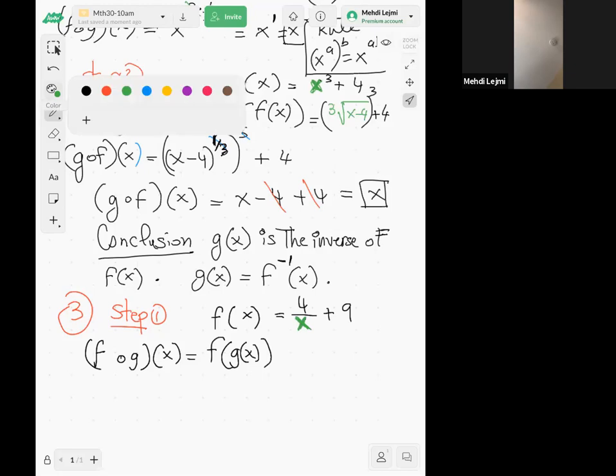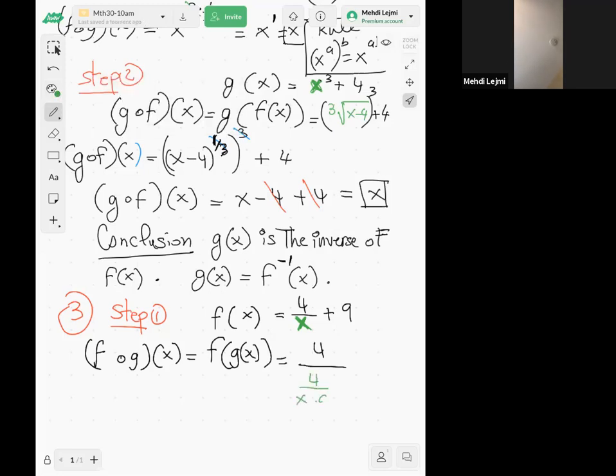So it's going to be 4 over, and now just be careful. g of x is a fraction, right? g of x is, I think it's x plus, no, sorry. It's 4 over x minus 9. So it's going to be 4 over x minus 9, and then there is a plus 9. Don't forget the plus 9 because it makes a huge difference if there's no plus 9 there.